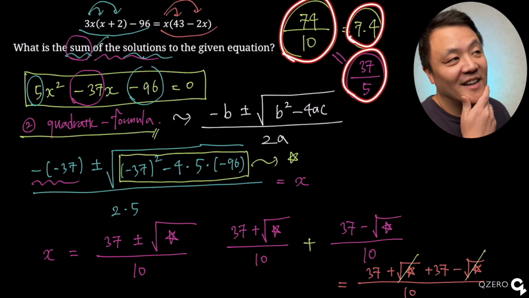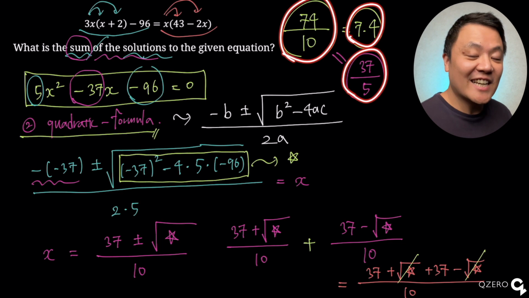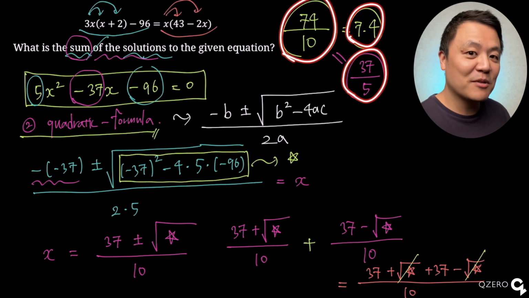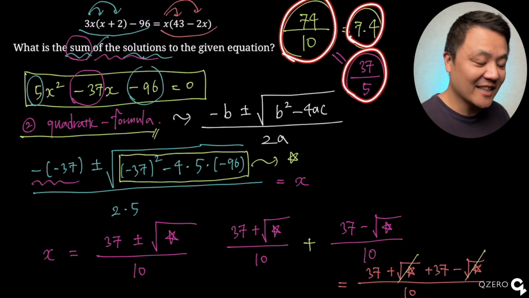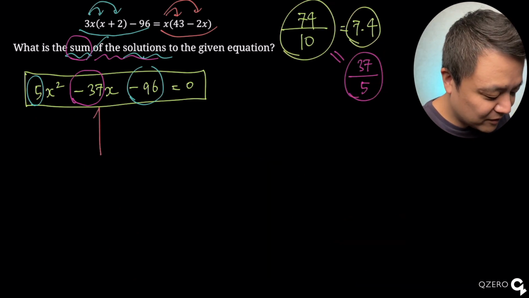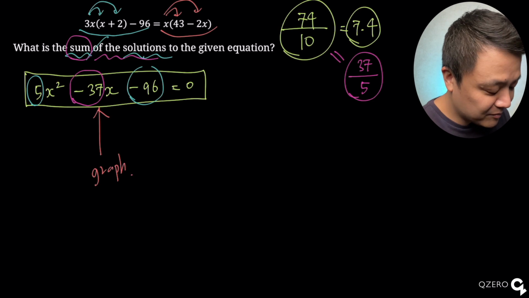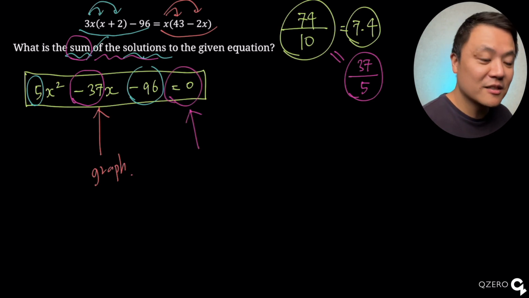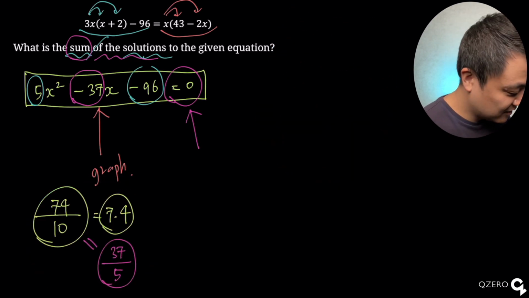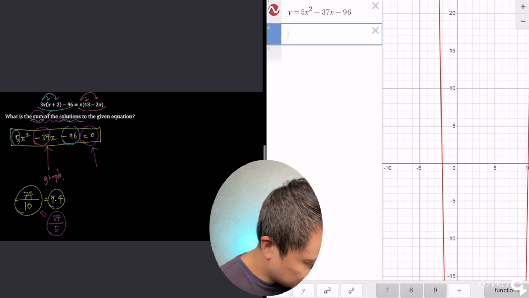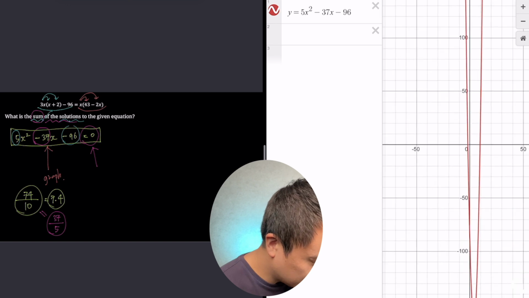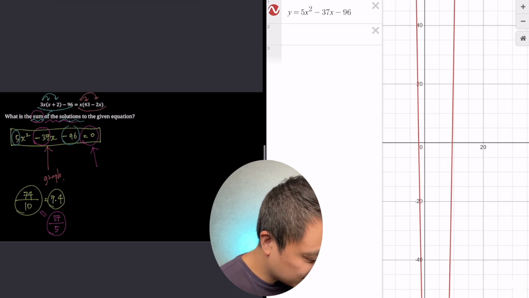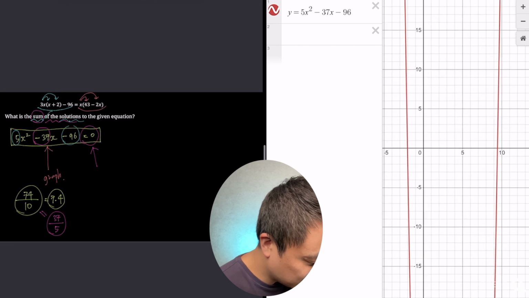But I don't know if this is an easier way to solve this question, but you can solve this question graphically. You might like it. I'm just gonna draw the graph of this one, which is a parabola. I'm just gonna find out where its value is equal to 0. That means I'm gonna find x-intercepts. y equals 5x squared minus 37x minus 96. Indeed, we have a parabola that opens upward. And what we're looking for here is the x-intercept because we want the y value equal to 0.